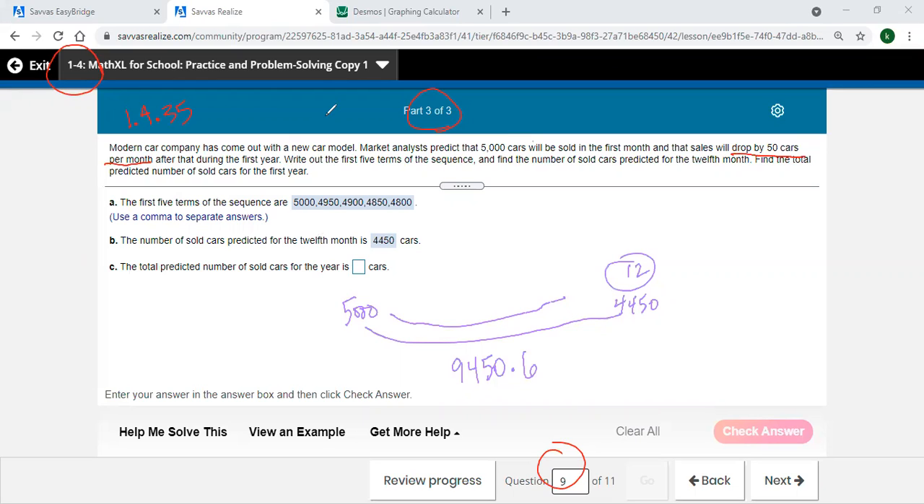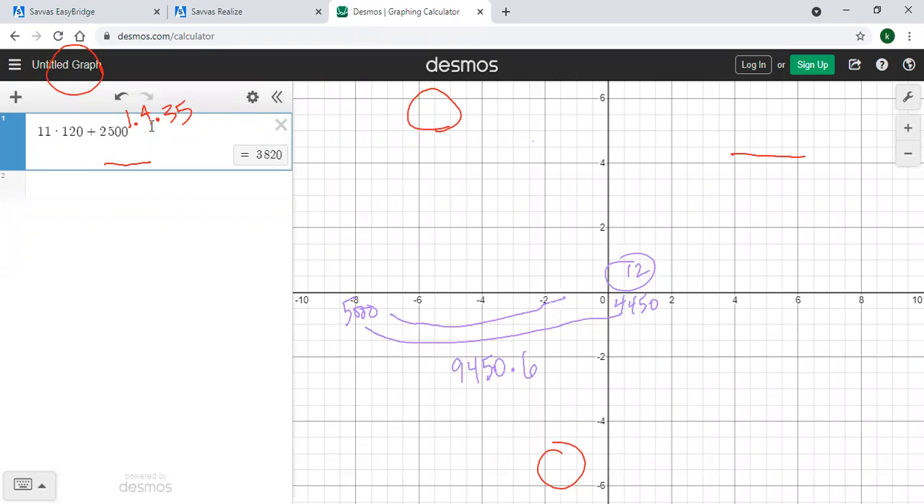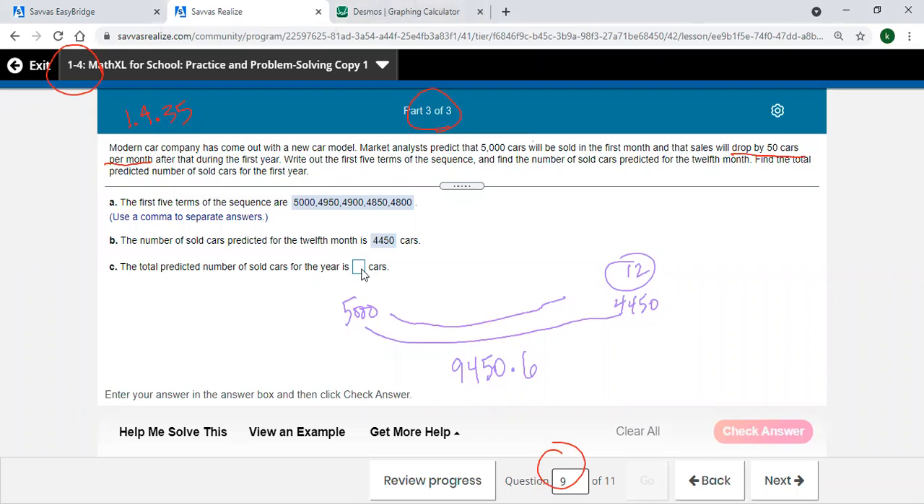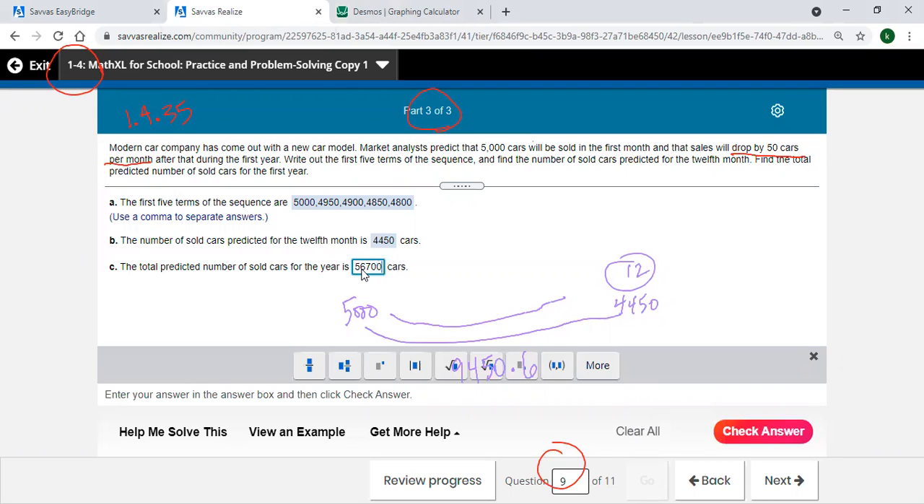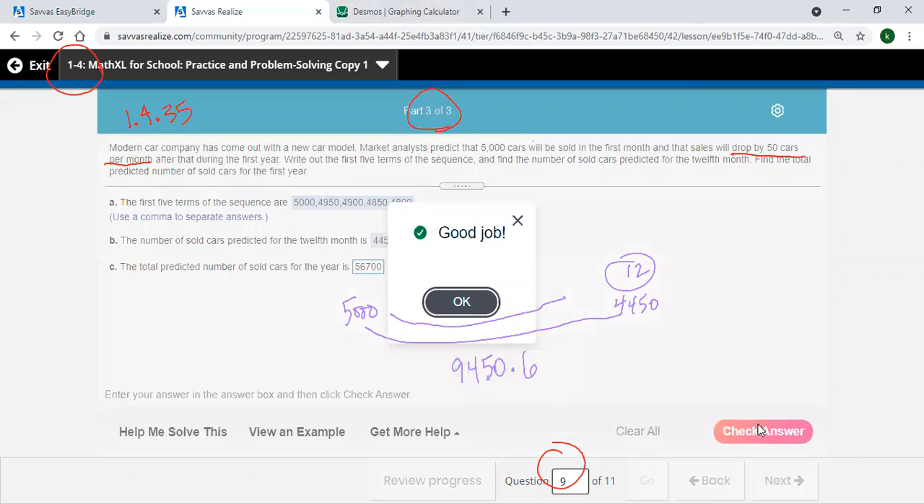I'm gonna look, I think I still have a Desmos open up here where I can do that. 9,450 times 6. 56,700, Desmos says. 56,700. That seems like it could be about right. 5,000, 2 months would be 10,000, and there'd be 6 of those, but it's a little less. So let's see. And there we have it.